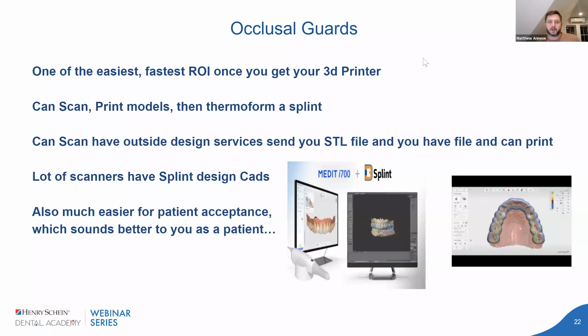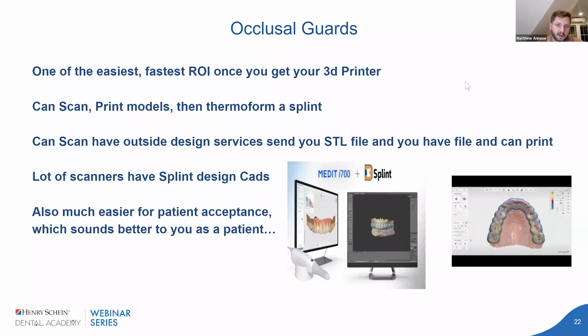So going into occlusal guards, I know we're supposed to do case studies and stuff like that. There's no need to do it. Everyone's done a bite guard. Everyone's done a bite splint. I know there's different types, different occlusal schemes, but this is by far one of the easiest and fastest ROIs you get once you get your 3D printer.